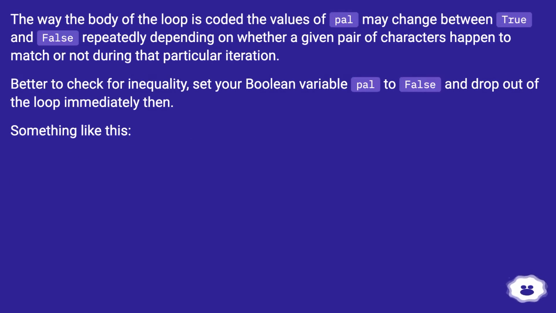The way the body of the loop is coded, the value of pal may change between true and false repeatedly, depending on whether a given pair of characters happen to match or not during that particular iteration. Better to check for inequality, set your Boolean variable pal to false and drop out of the loop immediately then. Something like this.